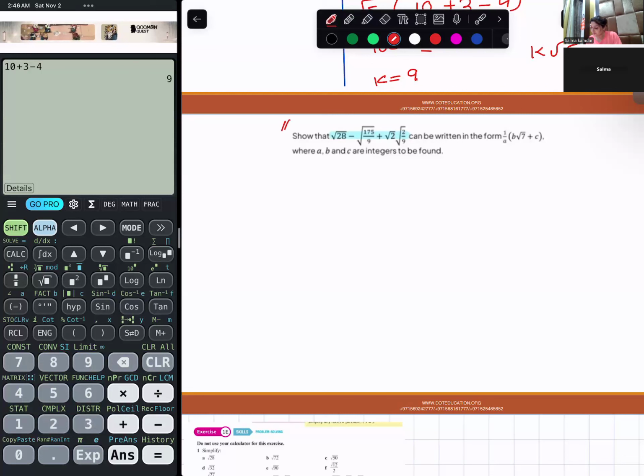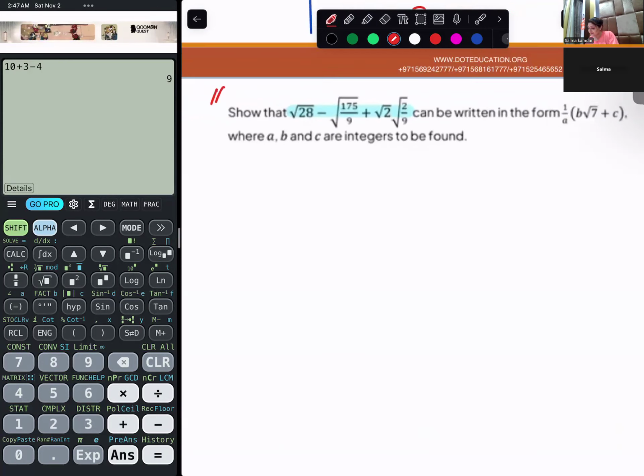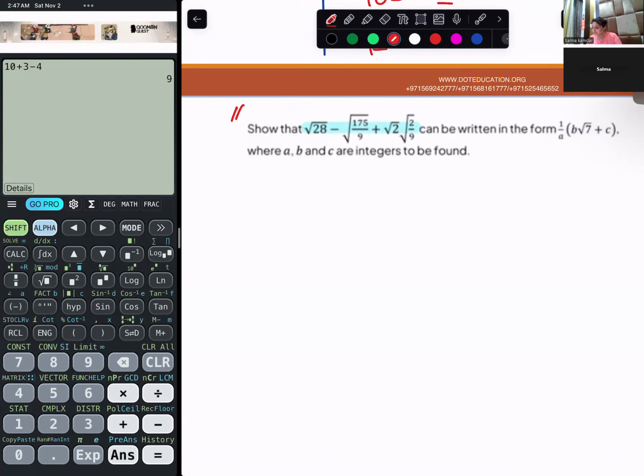Now I have a question over here. Show that root 28 minus root of 175 over 9 plus root 2 over root 2 over 9 can be written in the form of 1 by a, b root 7 plus c. You don't need to panic. You just have to simplify the surd. And they've given you a hint over here.